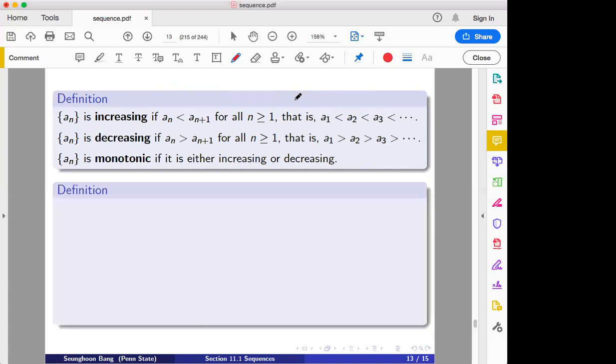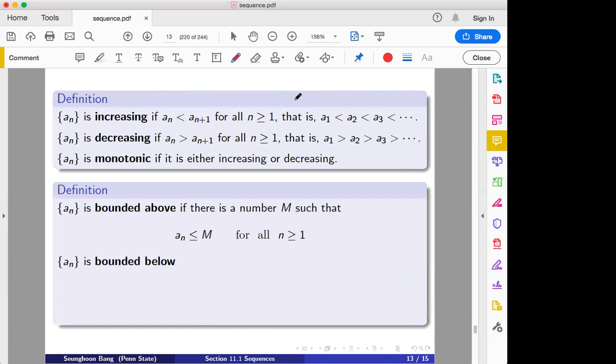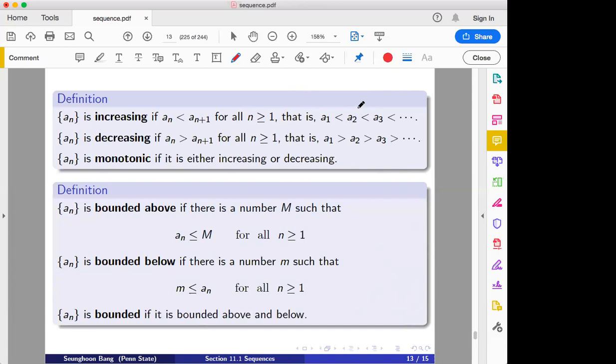Monotonic, that is a definition. Another definition: a_n is bounded above if there is a number m such that a_n is less than or equal to m for all n greater than or equal to 1. And a_n is bounded below if there is a number, little m, such that a_n is greater than or equal to little m for all n greater than or equal to 1. So a_n is bounded if it is bounded above and below. So I want to give one example here.